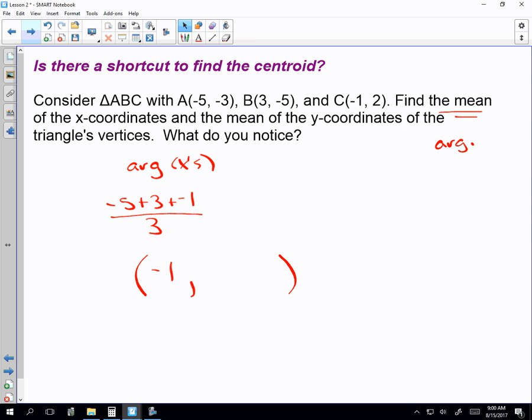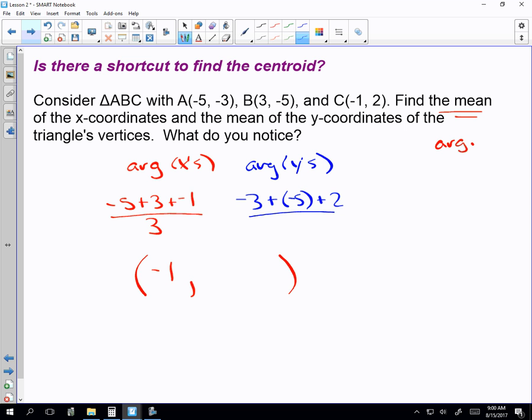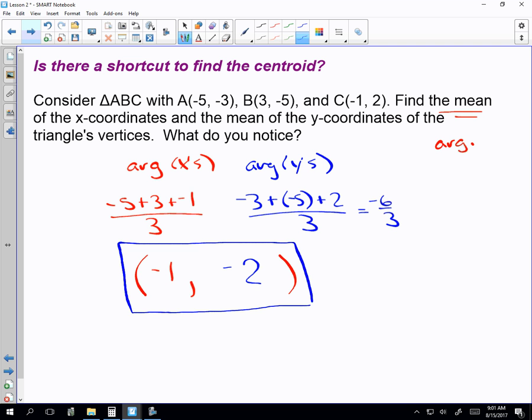And then the next thing that we're going to do to find the centroid is find the average of the y's. So our y values, -3 plus a -5 plus a 2, all divided by 3. So we have -8 plus 2 gives us -6 over 3, which divides out to a -2. And once we find those 2 pieces, we have the centroid of the triangle.